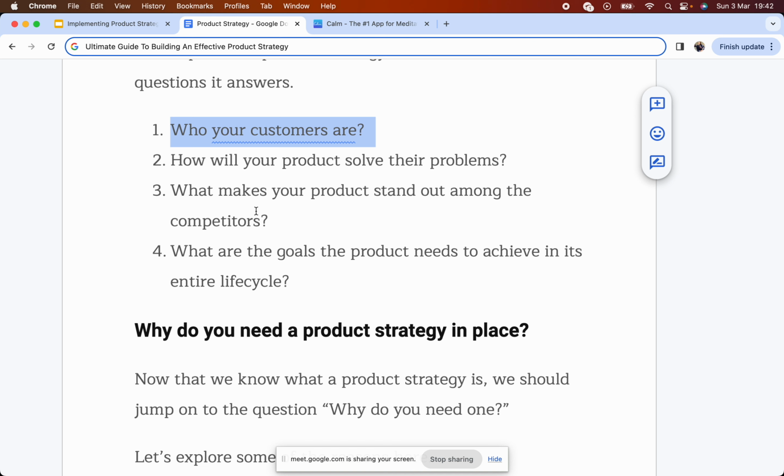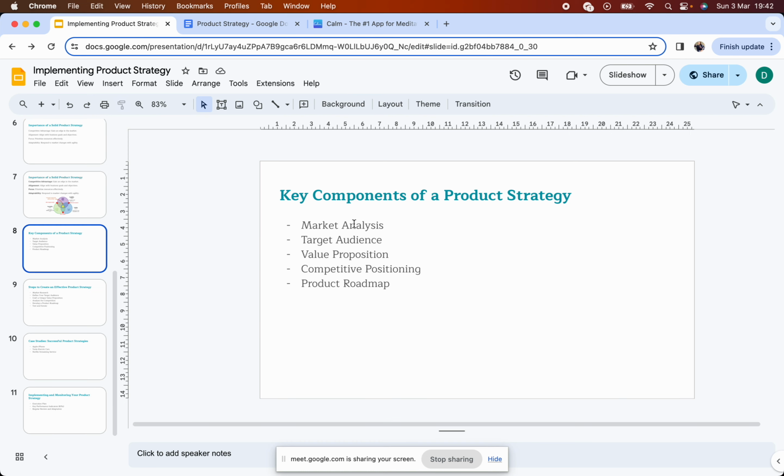Why? Because we're product managers. We need to think product. If people aren't using our product, why aren't they using our product? We should be able to answer those questions because we really understand. We should really, really have a solid understanding of market analysis. What are the market forces?